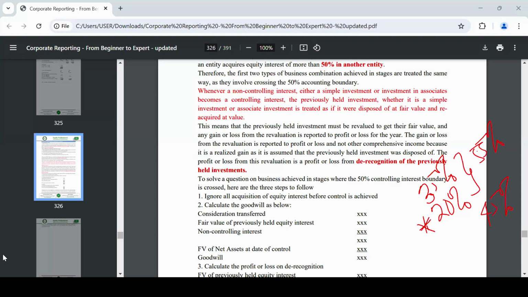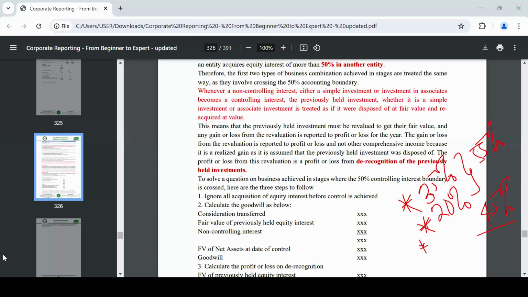What I will simply do is to use the fair value of the 20% I've just paid for, then the fair value of the 35% I previously held. I will calculate that fair value. Then I will now add NCI. When I add the NCI, I now have the fair value of all the net assets of the subsidiary. Then I'm going to deduct that from the net assets that we acquired as at the day of acquisition. Whatever I get will now be my goodwill.